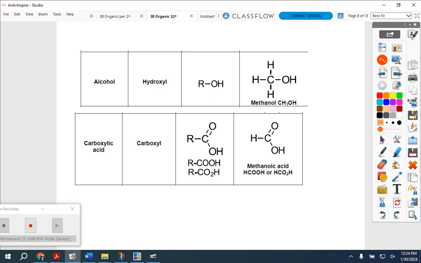We've already talked about the alcohols. I kind of put it out of order so that you could see the aldehyde and the ketone together. The hydroxyl group is the OH group. So it's just going to sit on the end of whatever carbon you have, or just 1 carbon in the case of methanol.